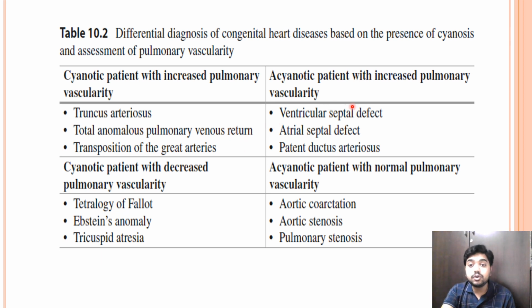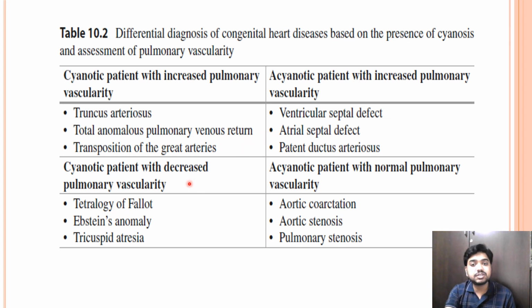And what are the acyanotic patients with increased pulmonary blood flow? They are VSD, ASD, PDA. These are the three shunts. Usually they are not cyanotic from day to day, but they can launch cyanotic spells in particular whenever there is right to left shunting.